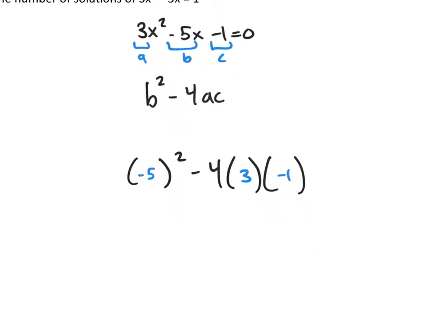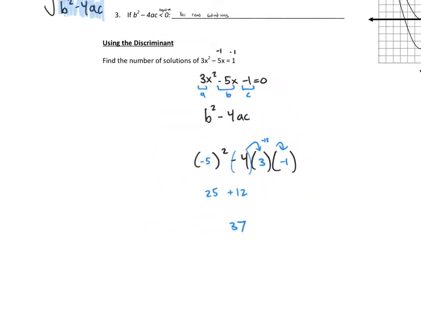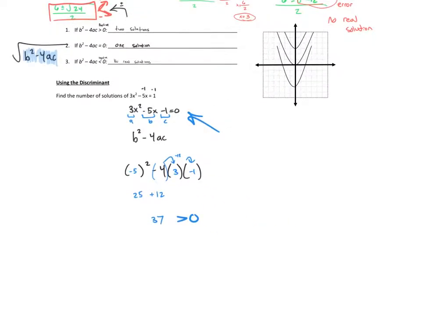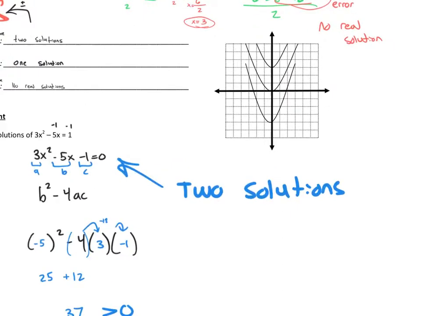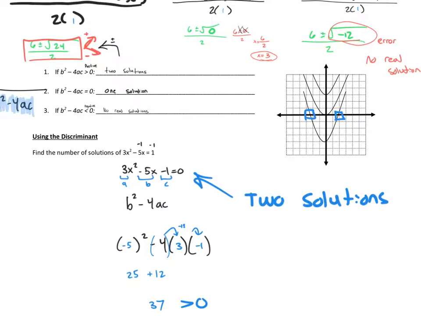So when we do this here, we get a 25. So negative 4 times 3 is a negative 12, times a negative 1 is a positive 12. We get a discriminant of 37. 37 is greater than 0, so that tells us that this graph, if we were to make it, is going to have two solutions. It would look something like this, where it has two crossover spots.